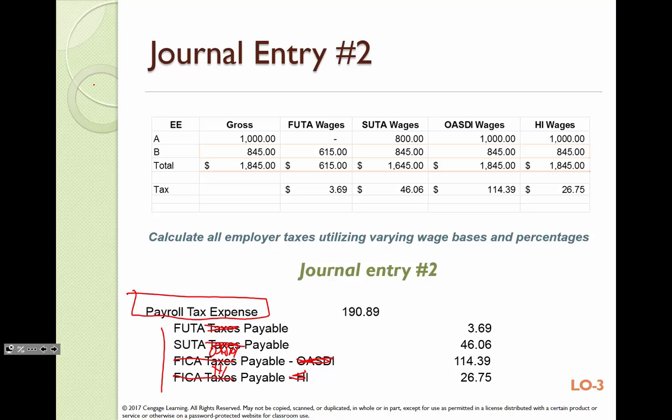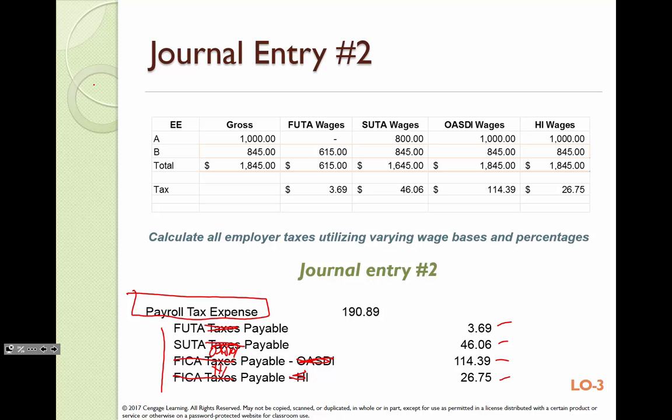Where did these 4 accounts show up? Balance sheet or income statement? Balance sheet, they're liabilities. Where does payroll tax expense show up? P&L or income statement. Good. Now I'm done, right? On this one, when I make my journal entry, I write down all the accounts. I put in these 4 numbers, and again, normally you're going to need to calculate them, and then you add them up in debit.